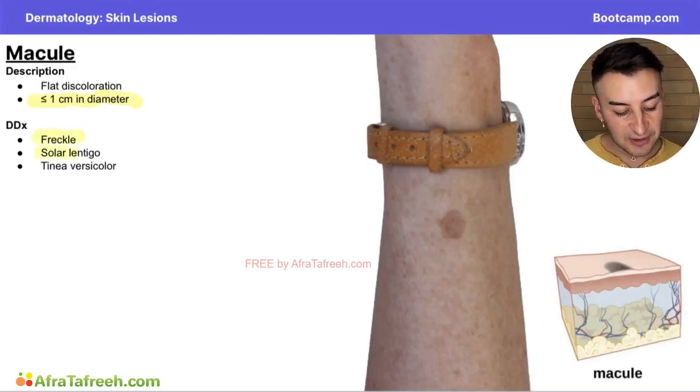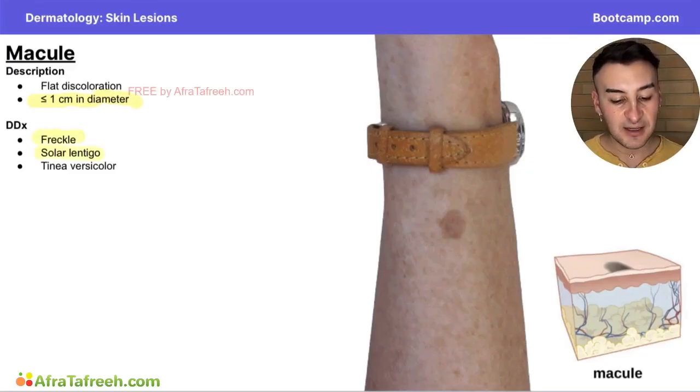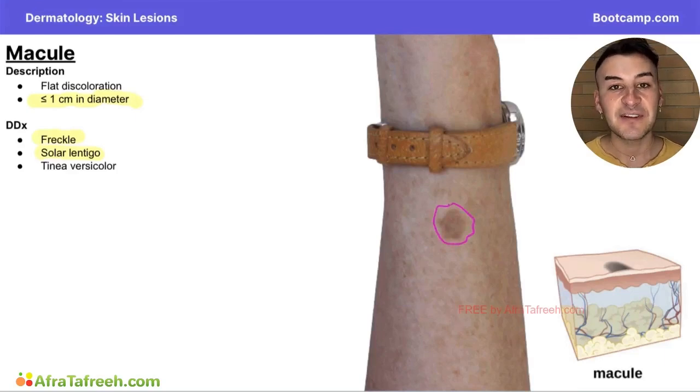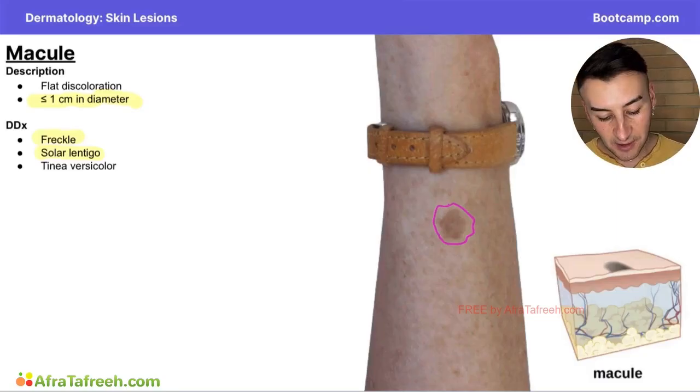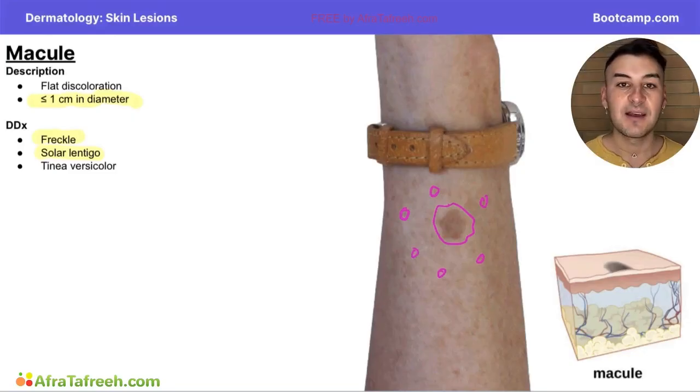So let's look at some differential diagnoses. We have freckles, solar lentigos, tinea versicolor. Here on this arm, we have an example of a solar lentigo. It is less than or equal to 1 centimeter, but is a flat, discolored lesion. This happens to be a hyperpigmented lesion because it's darker than surrounding skin. There are also some hyperpigmented freckles around this large solar lentigo. These also count as macules.